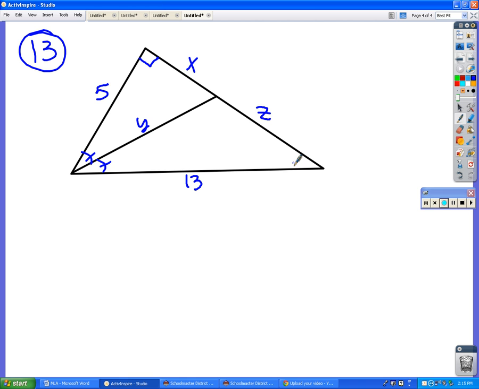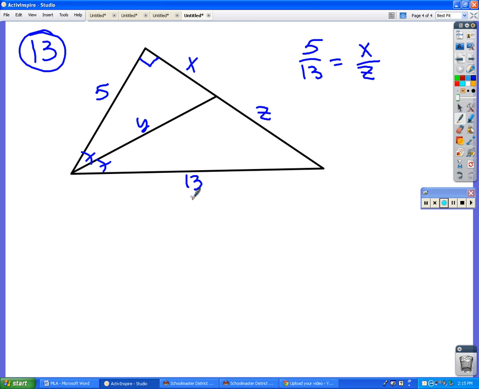X to z. 5 over, I'm not going to use y. 13. 5 over 13, x over z. Okay, good. So 5 over 13, so this side over that side equals this side over that side, okay?